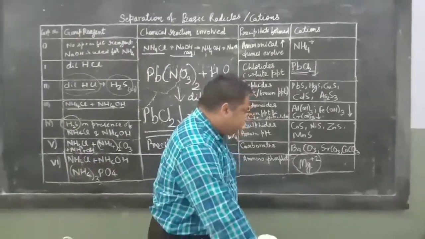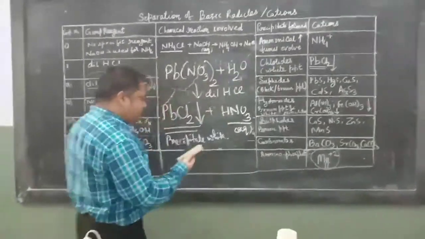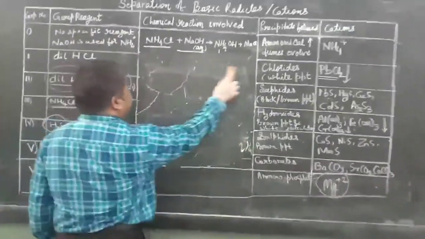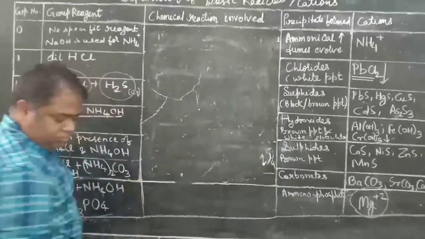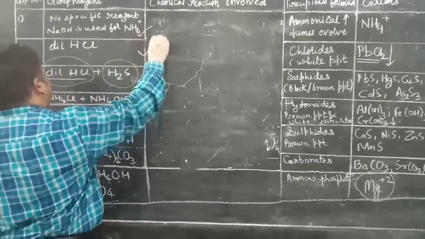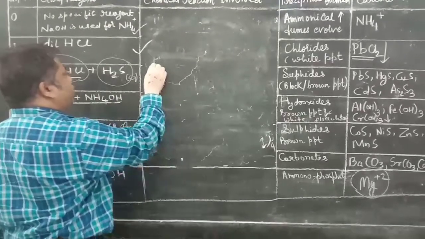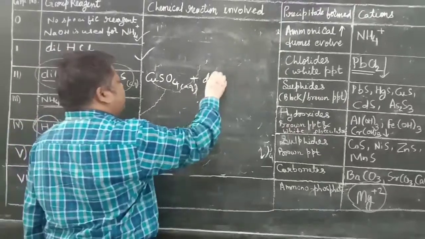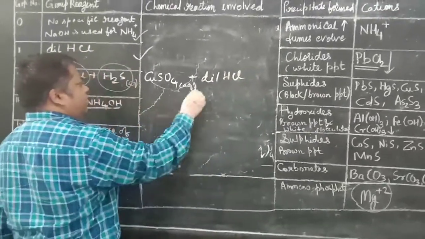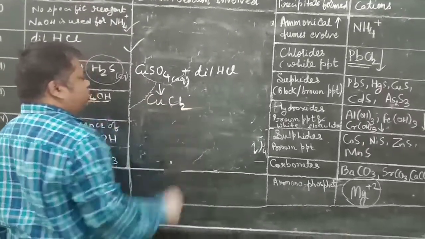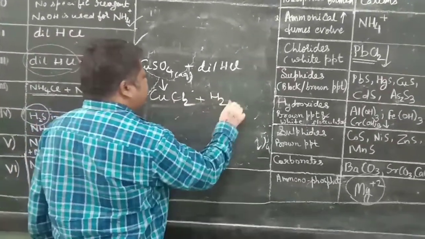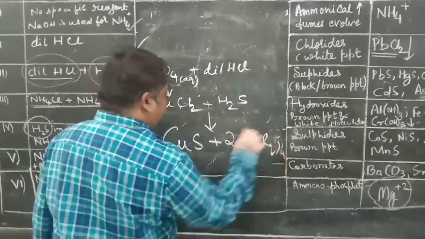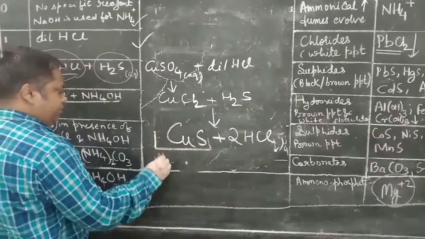So the reaction which I performed here was this. This is done, this is done, this we are doing. So we had taken copper sulfate solution, I treated with dilute HCl, this formed CuCl2, I treated with H2S gas, this formed CuS plus 2HCl. This gave the brown precipitate.